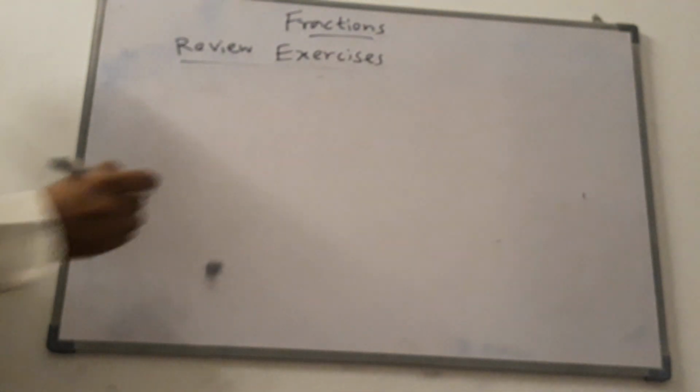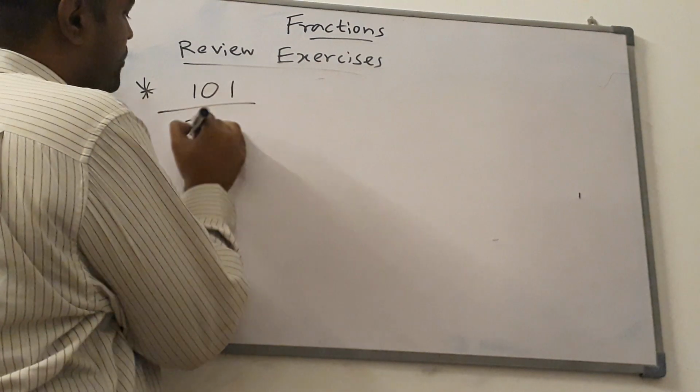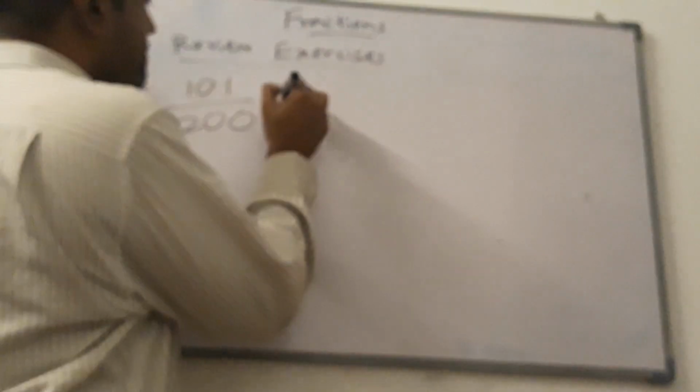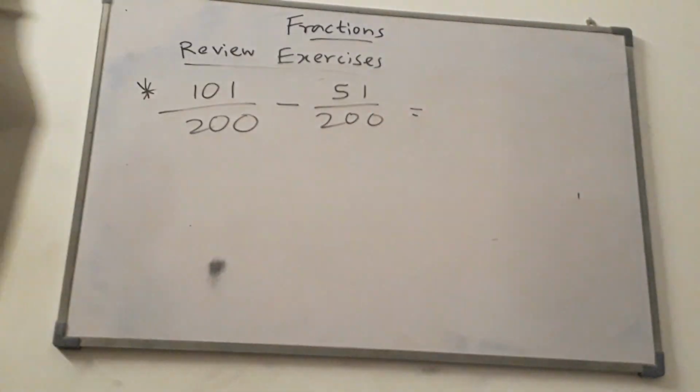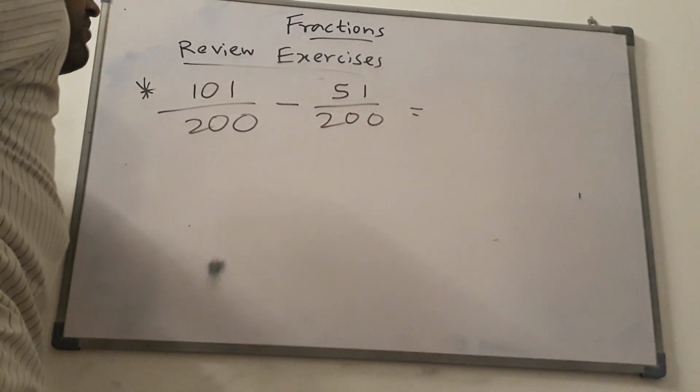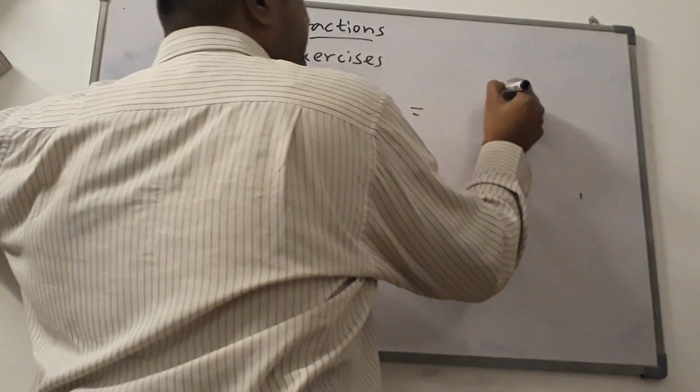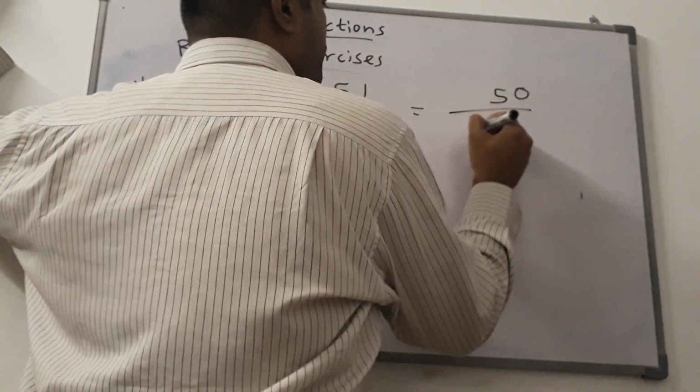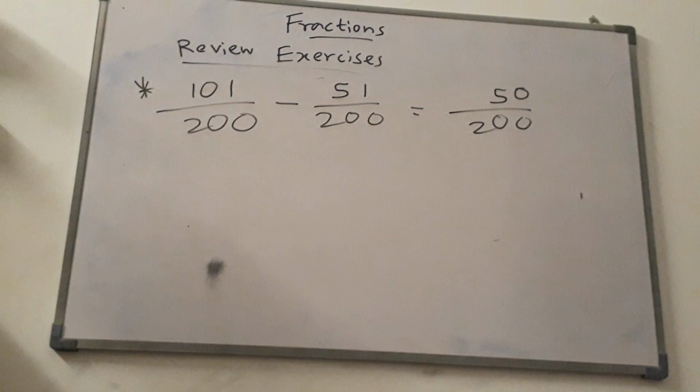Next, 101 out of 200 minus 51 out of 200. If we subtract 51 from 101, it is 50. 50 out of 200. Okay, 1 minus 1, 0. 10 minus 5 is 50.